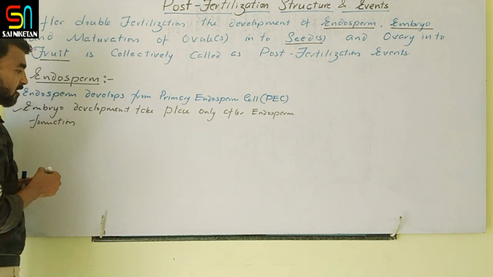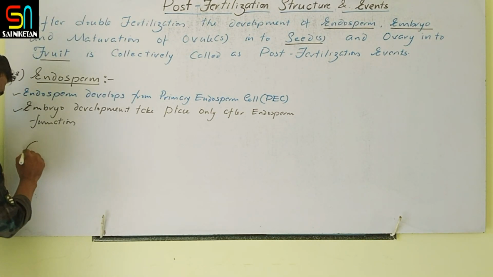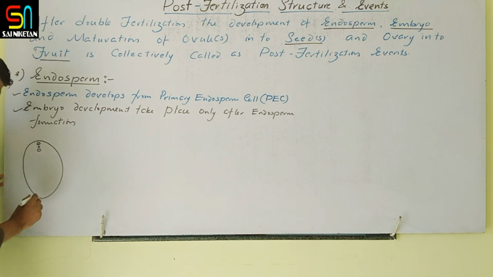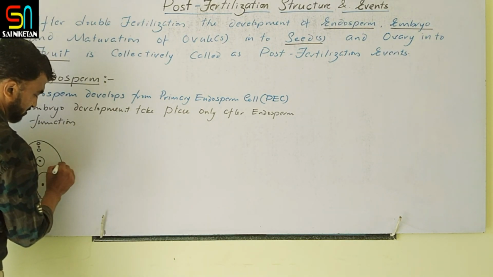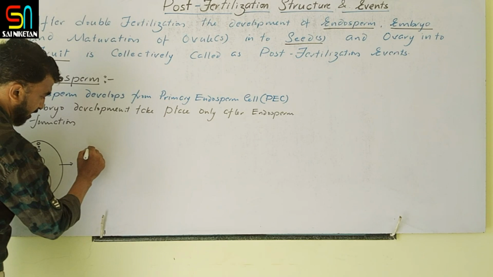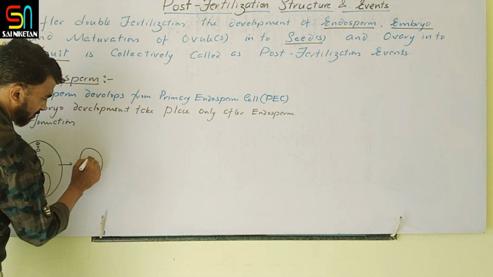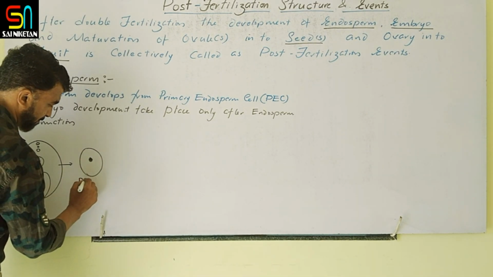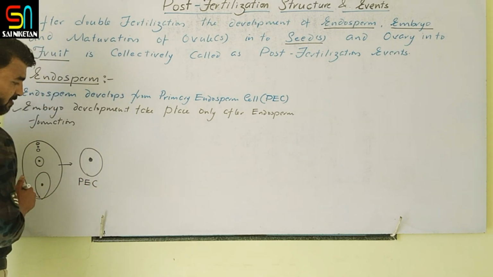Now how does the endosperm development take place? So this is the embryo sac. These are the degenerated antipodal cells, and this is the diploid zygote, and this is the primary endosperm nucleus, and this cell is called the primary endosperm cell. This zygote develops into the embryo, and the central cell, now I will take this central cell, is called the primary endosperm cell with the primary endosperm nucleus.